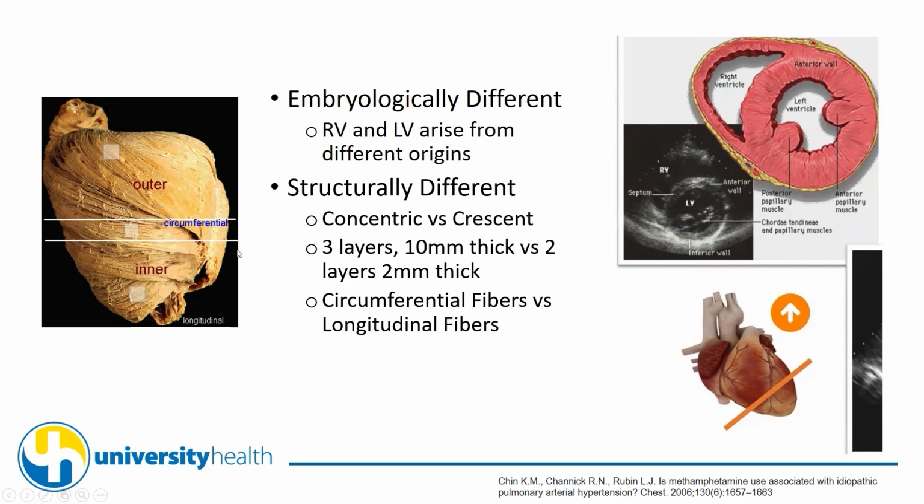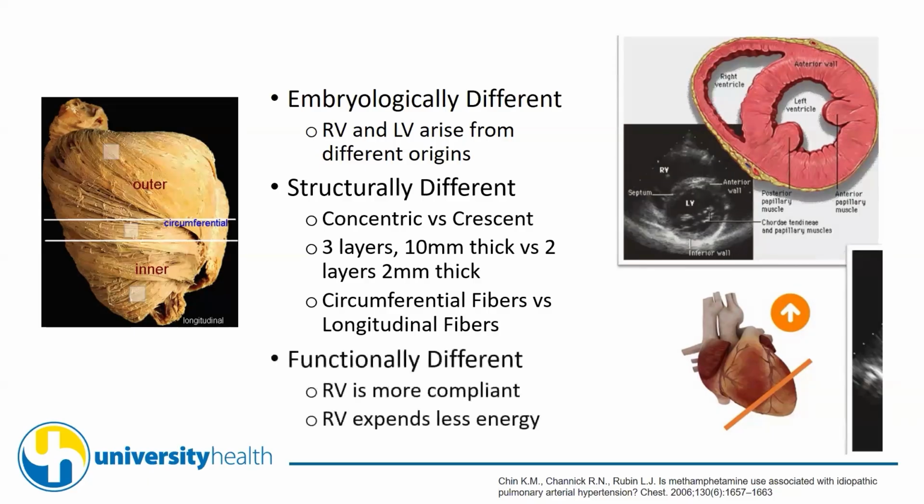And on the left side here, the muscle fibers are different for the LV. They're circumferential fibers, and they cause a kind of torsional contraction, versus the RV, which has longitudinal fibers, and the contraction is a lot simpler. And they're functionally different. The right ventricle is much more compliant and expends a lot less energy than the left ventricle.